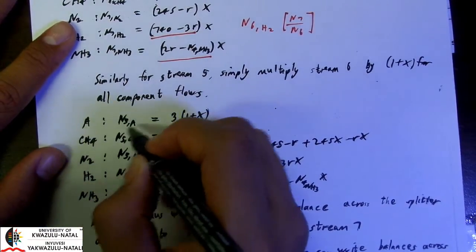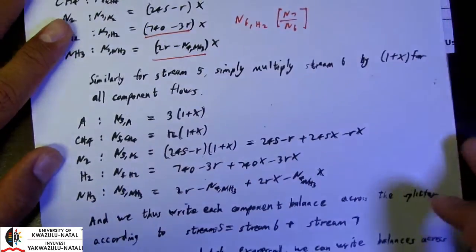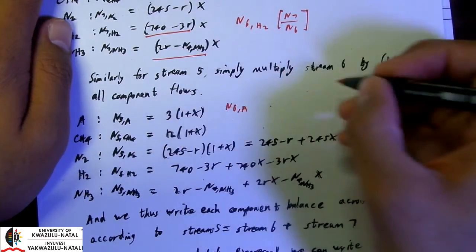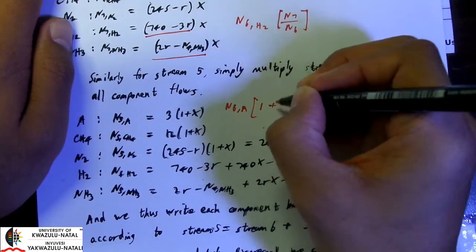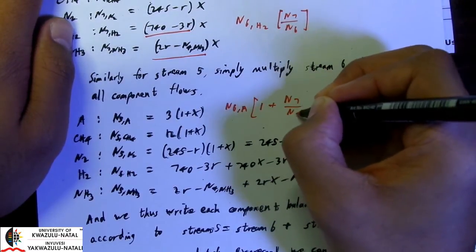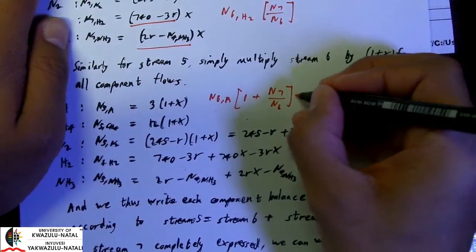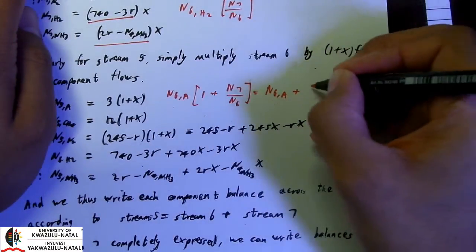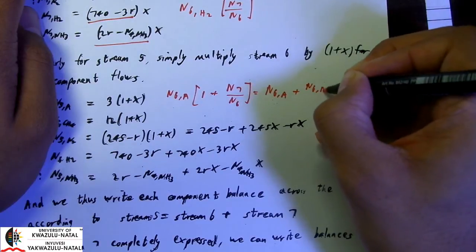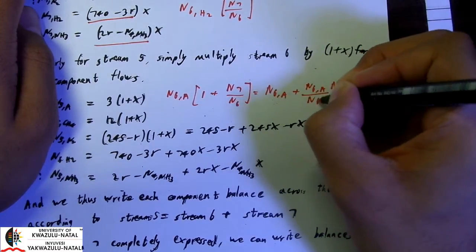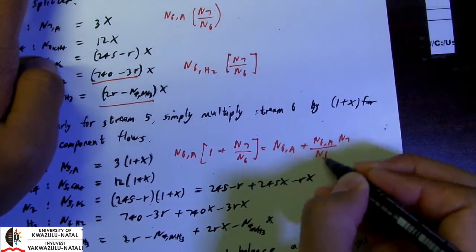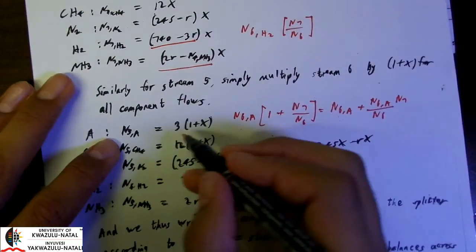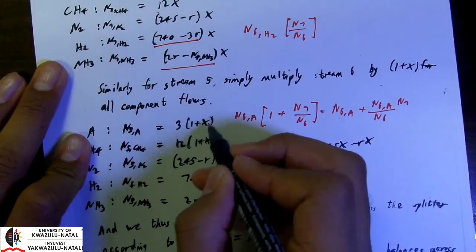And so in the same way, we have N5 of A being equal to N6 of A multiplied by 1 plus N7 over N6, and that is equal to N6 of A plus N6 of A times N7 over N6. Okay, and remember that this is equivalent to saying N7 of A over N7, so that's our mole fraction. So we're just re-expressing our mass balance in terms of X once again.